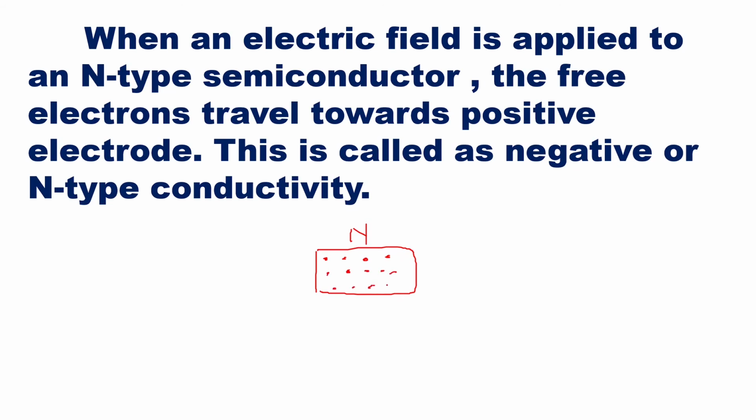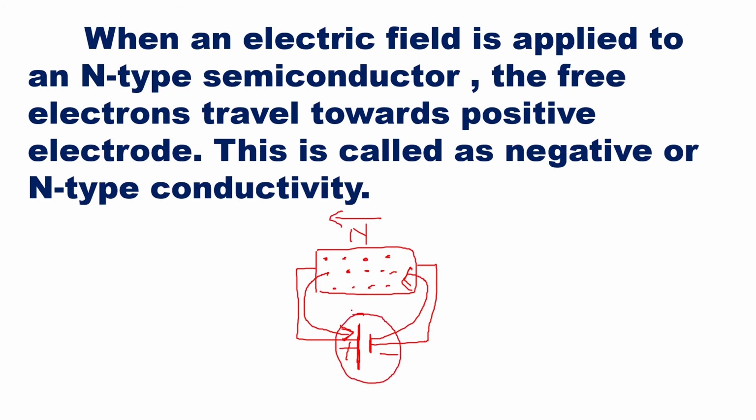Now here if you apply an electric field, say you connect a battery, this battery will have a positive terminal and a negative terminal. The electrons in the N-type semiconductor are negative charge particles, and this battery has a positive terminal here. So these electrons will be attracted towards this positive terminal, and the negative terminal will repel the electrons to move ahead. That is how the electrons will flow in this direction because of the battery connected to this N-type semiconductor.